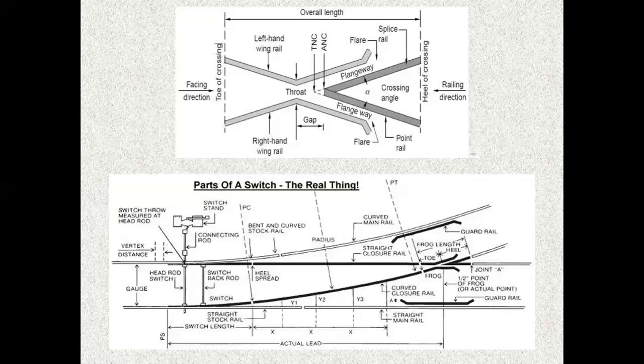Here is the switching rod and head rod of the switch. This is the connection to the switch stand, where the connecting rod connects. These arrangements are controlled in the control room, and a switch is turned on and off here. The switch stand itself converts this switch to change the position of the track.